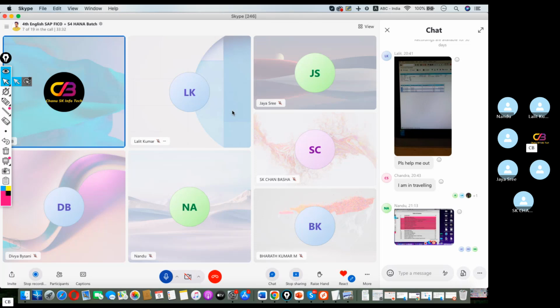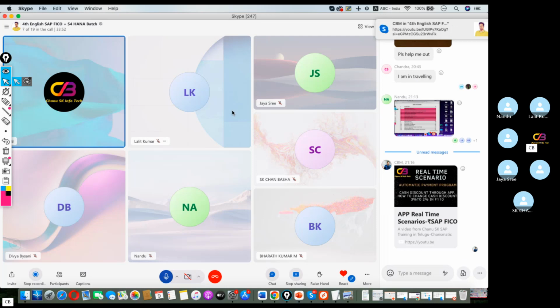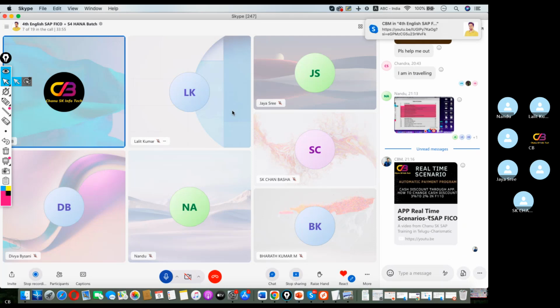Just look at this video. This is my previous student explaining this concept in detail. I have given one hint in this video on how to do cash discount with automatic payment program. So based upon this hint, you can try this scenario in your system and complete this.